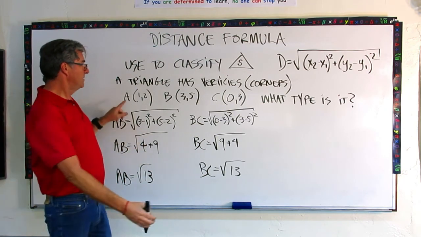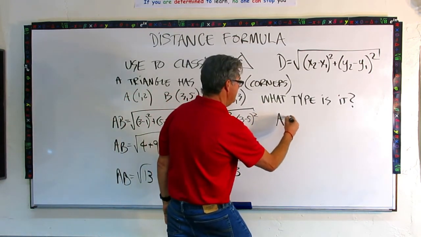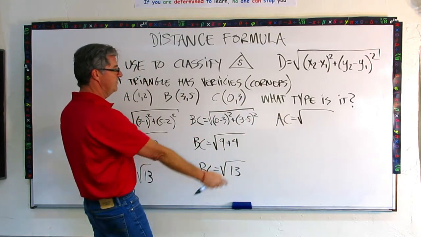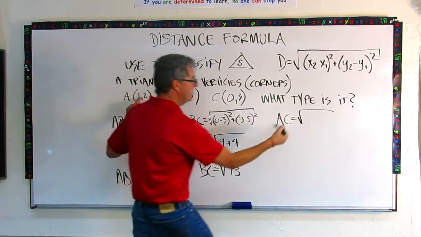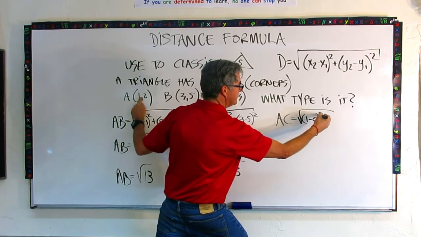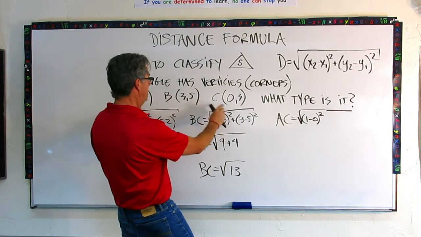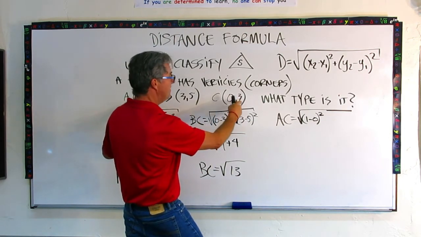So let's do our last one. That would be side AC. So AC is going to equal, let's do this one as the 2, so x2, 1 minus 0 squared, plus 2 minus 3.